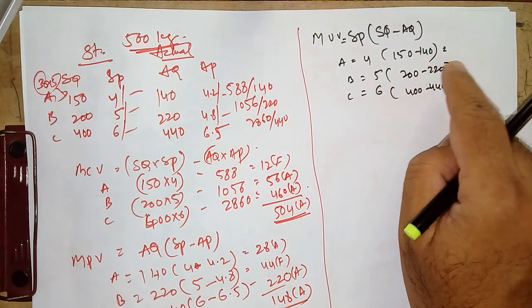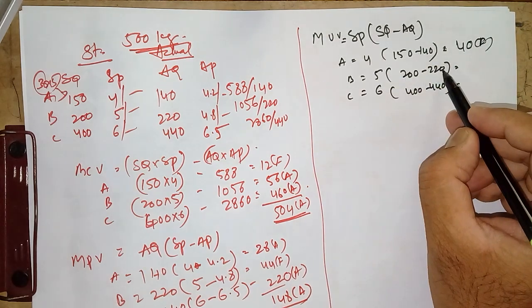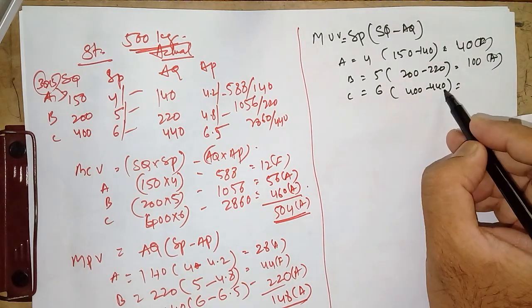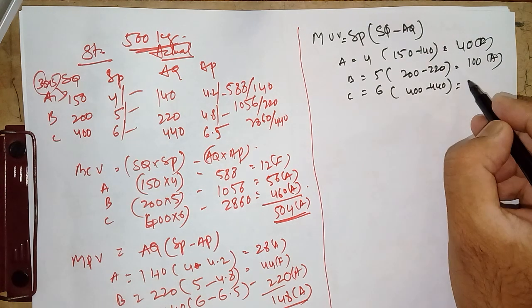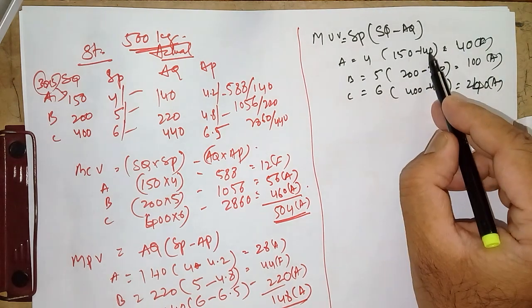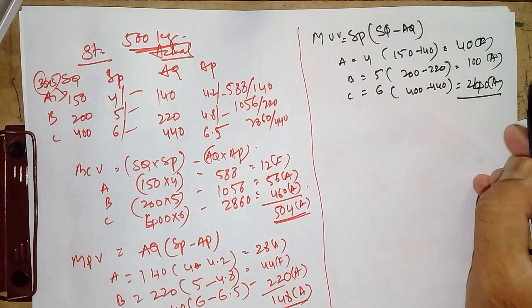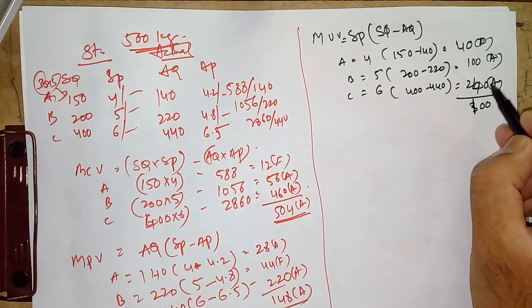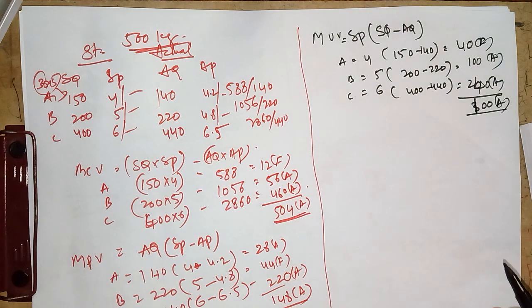So 150 minus 140 is 10, 10 into 4 is 40F we get. So 20 negative into 5 is 100A we will get. So 40 negative into 6, that is 240A we will get, negative. Here it is positive, here negative, negative. So make the summation: 240 plus 100 minus 40, that is 100A, we get adverse. This is MUV.